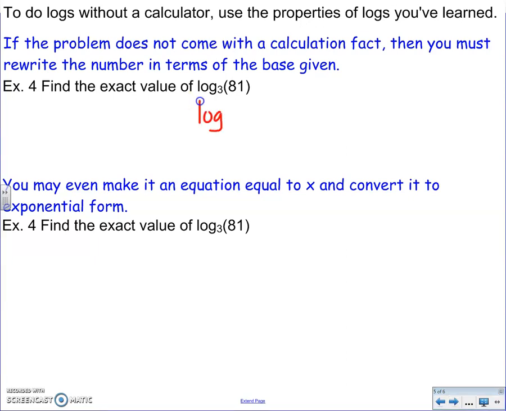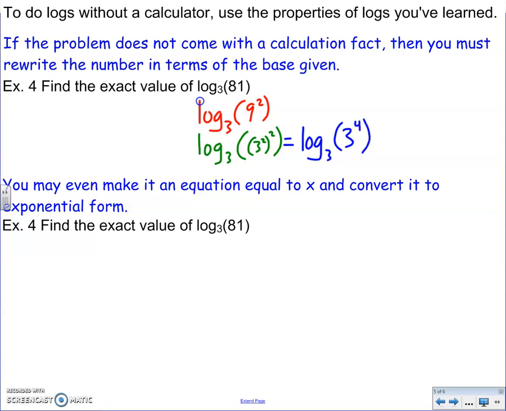So let's change 81. I know 81 is 9 squared. How does that help me? Does log base 3 of 9 cancel out? No. So let's change 9. So it's going to be log base 3 of, this is going to be 3 squared. Alright, does that help me? The answer is yes. So that turns into log base 3 of 3 to the 4th power. And actually, I can put this 4 outside if I want to.